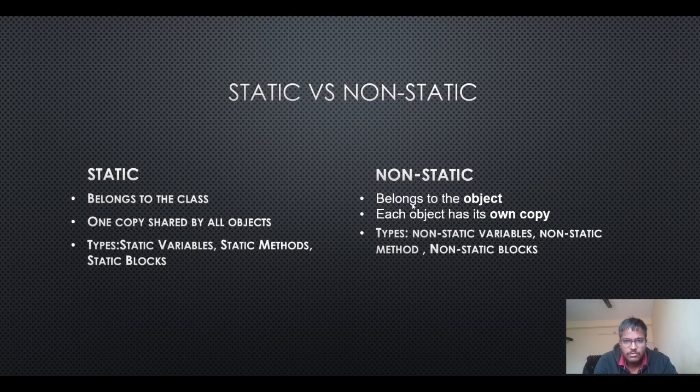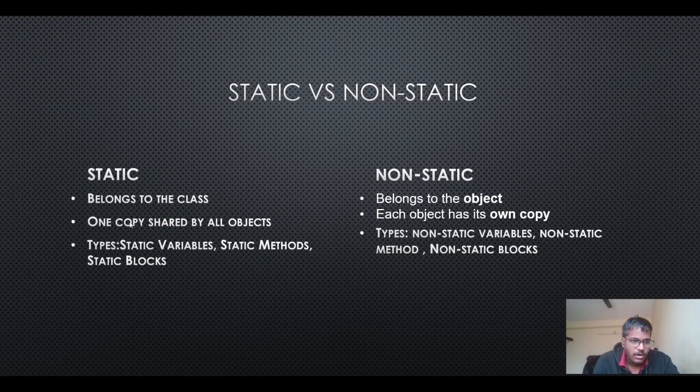Non-static means it will belong to the object. Object means what? It is the instance of that class, or a real-world entity. Suppose one car is there, some Tata Safari car. That Tata Safari will have some blueprint or design, and based on that design, some object will be created. So static members will belong to the class, non-static members will belong to the object.